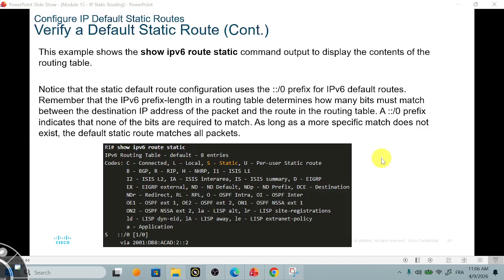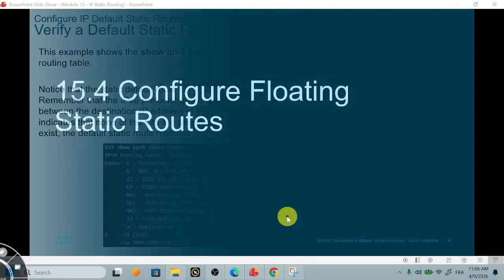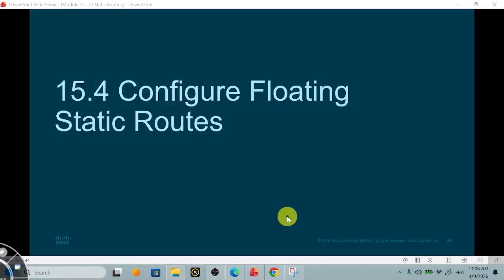You see? And via the next hop address, so to define the default static route. Now let's configure a floating static route. What does it mean, floating static route?